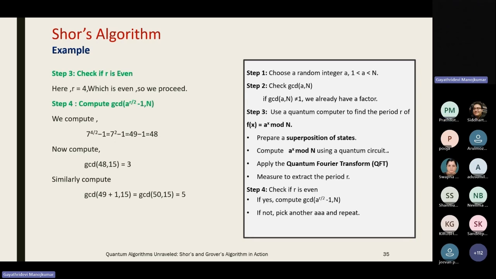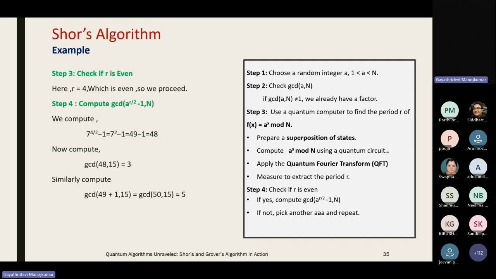So if r is even, I need to compute GCD of a power of r by 2 minus 1 comma n. And also I can proceed with a power of r by 2 plus 1 comma n. So these two things I need to do here.